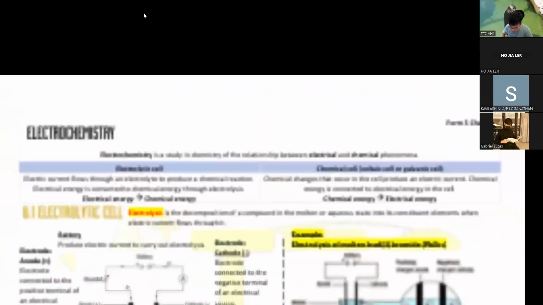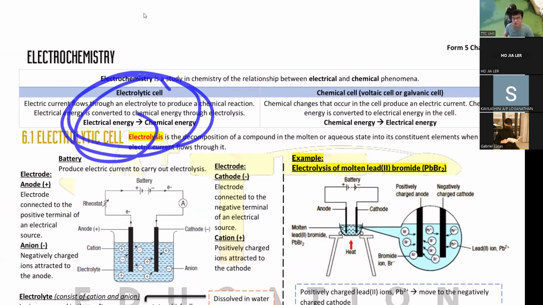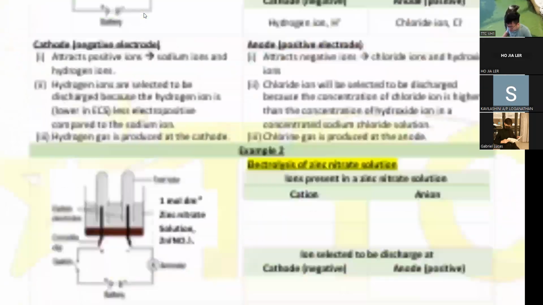Like I said, if you go back to the first page, so far what we have learned is electrolytic cell. We are using battery to make chemical reaction. But now, chemical cell is how we use chemical energy to make electric. I am creating battery now. Previously, all those we learned, we are using battery. Now we are creating battery. So let's go to battery.